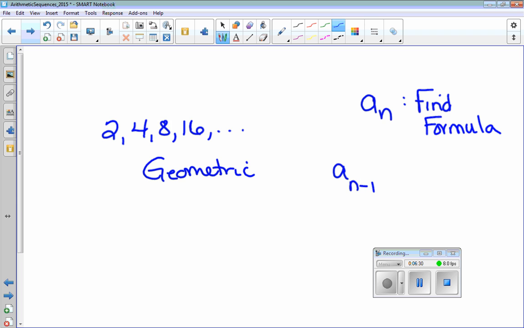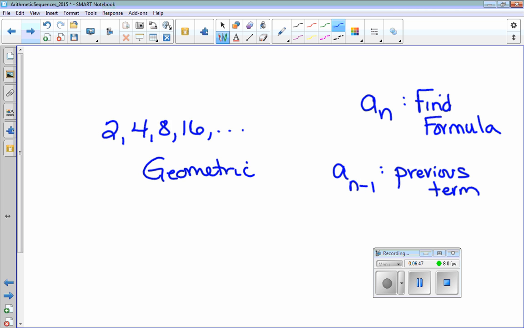It means previous term. So I would just kind of write this down. It means the previous term. Anytime you see that A sub n minus 1, that just means previous term.